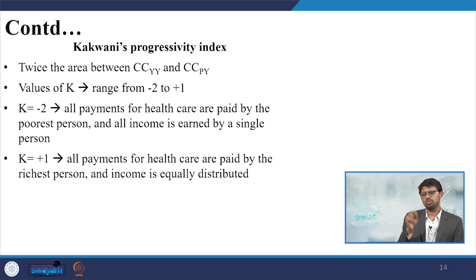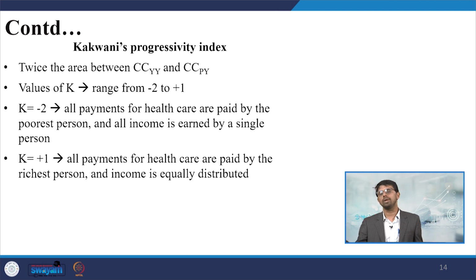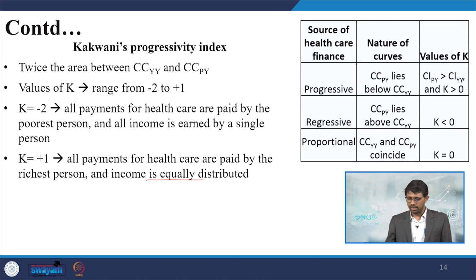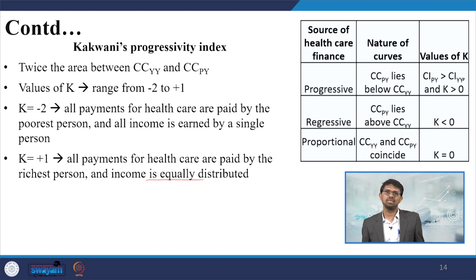And as I already mentioned, when K is equal to -2, that means the extreme inequalities context, all payments for healthcare are paid by the poorest person, and all income is earned by a single person, whereas in the +1 case both the two curved lines will be similar, isn't it? All payments for healthcare are paid by the richest person and the income is equally distributed, okay, and this is how it is explained.